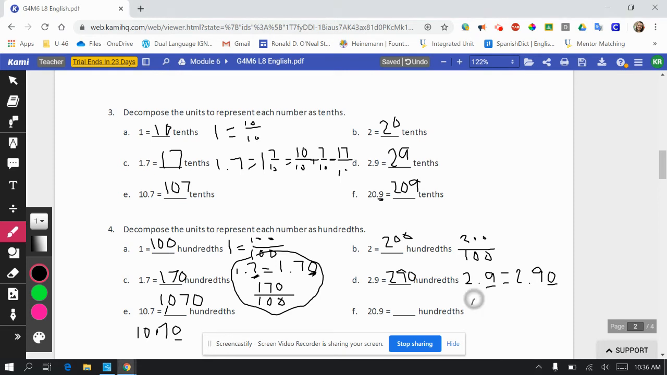Then this 20.9, going to move that out to 20.90. Again, need it to be in the hundredths place. So it's going to become 2090 hundredths.